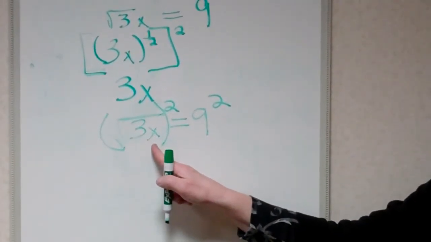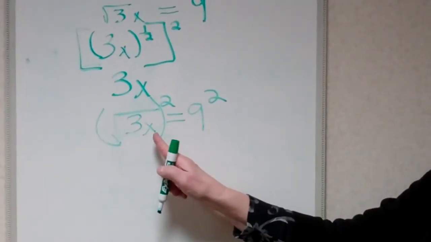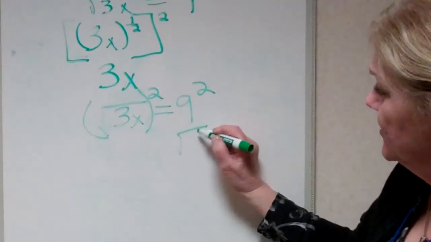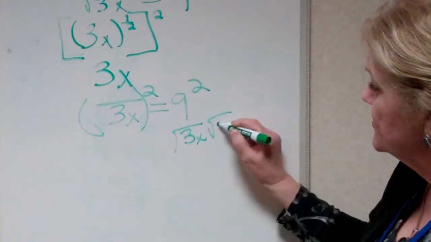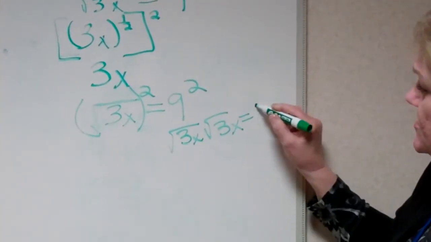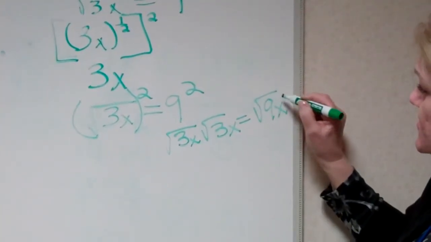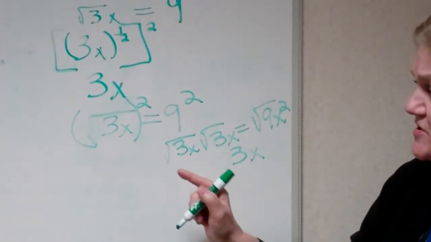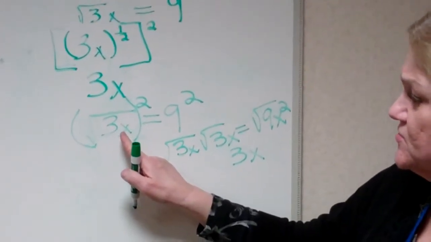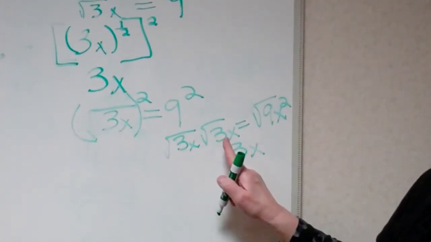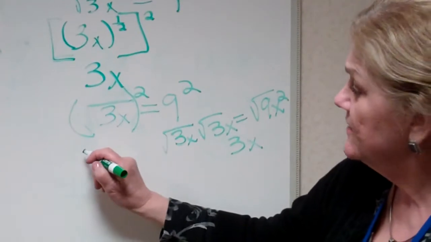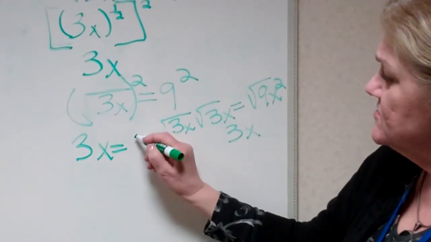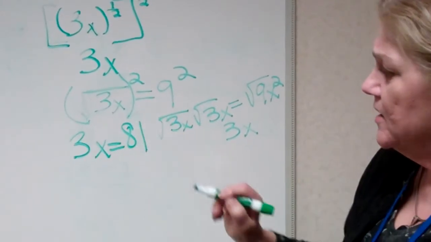When we take a radical times itself, remember it's always what's inside. You're also doing the square root of 3x times the square root of 3x, which is equal to the square root of 9x squared, which is equal to 3x. You're not going to want to do that when you're solving the problem. You're just going to want to remember that a radical times itself is what's inside of it. So that becomes 3x equal to 9 squared, which is 81.